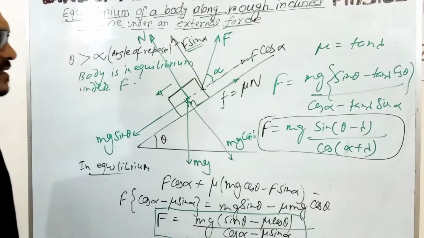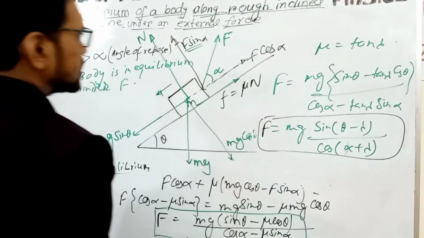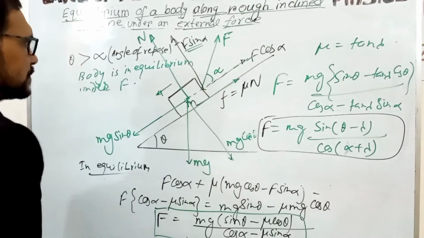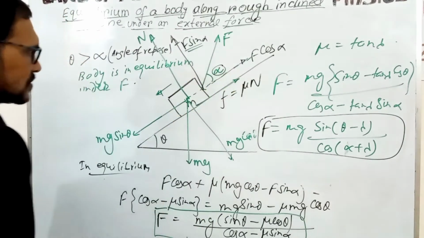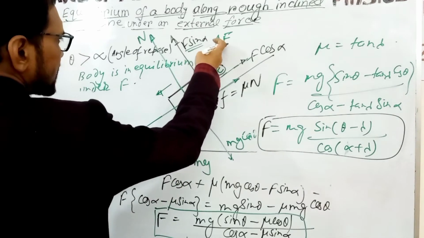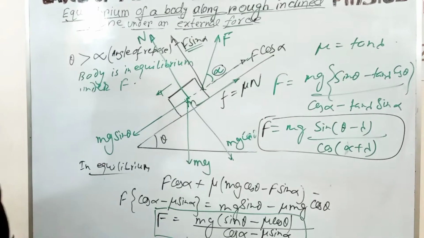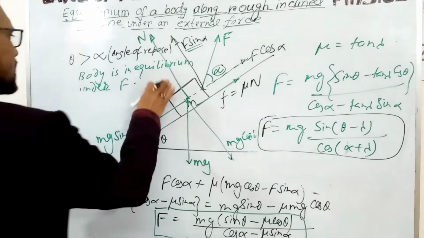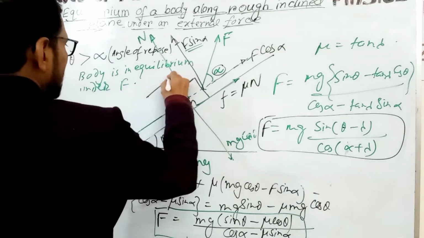This is the answer, where lambda is the angle of friction, theta is the angle of inclination, and alpha is the angle of the external force with the horizontal. Now the next case: when the body tends to move upward.